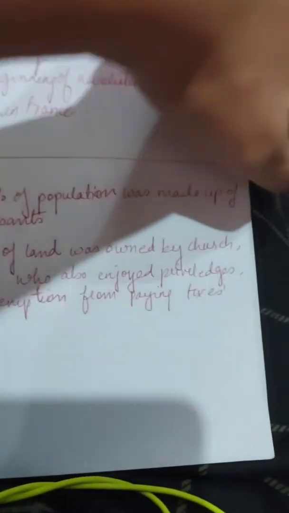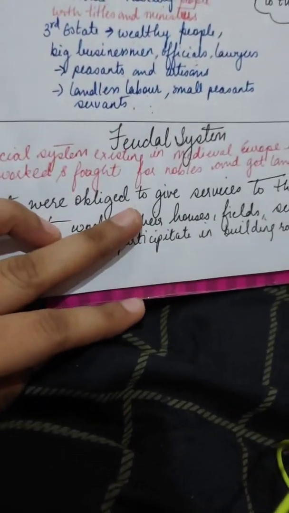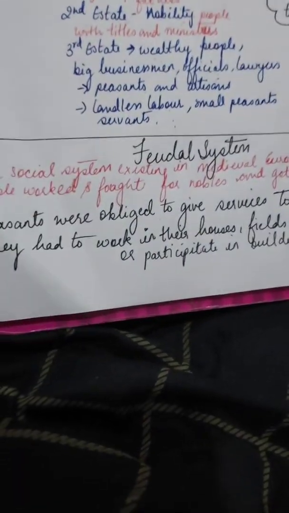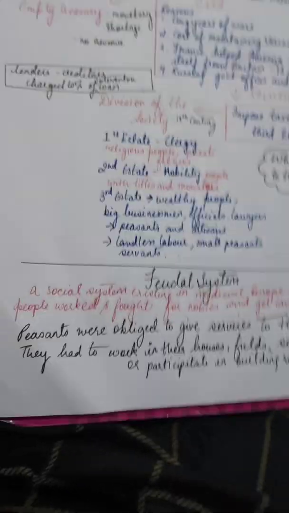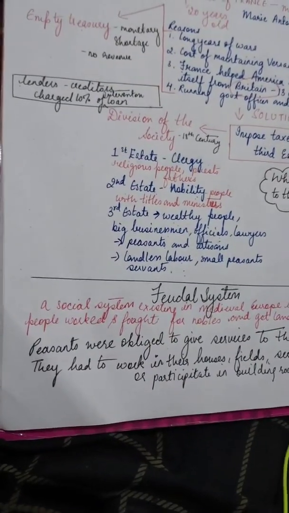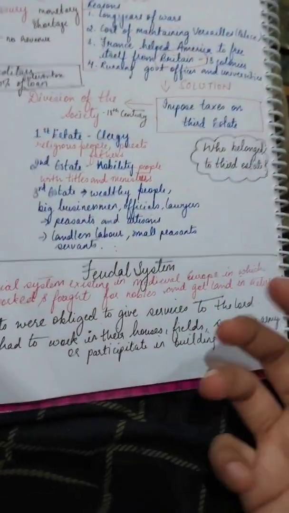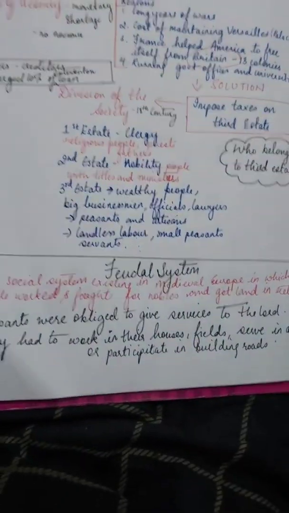Now, feudal system is a new term which is given in this chapter. Now what is this feudal system? Kindly have a look here. It's a social system, a system working in the society, where the small peasants have to give some kind of services to the nobles and to the clergy, and in return they get protection and the land from the nobles and the clergy.